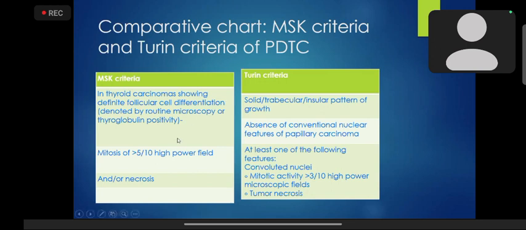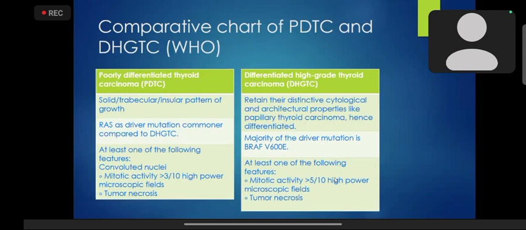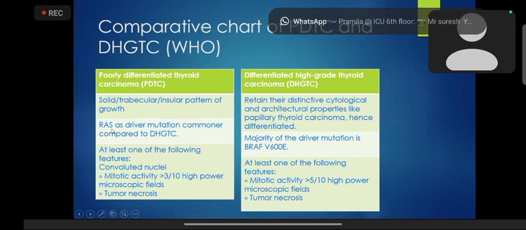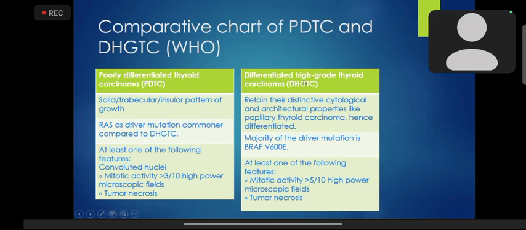So this is high grade differentiated thyroid cancer. In the current WHO, MSK criteria are used for high grade differentiated thyroid cancer, and Turin criteria are used for poorly differentiated thyroid cancer. And what is the difference among the mutations? In poorly differentiated thyroid cancer, RAS is the more common driver mutation, but in differentiated high grade thyroid cancer, BRAF V600E is the majority driver mutation.